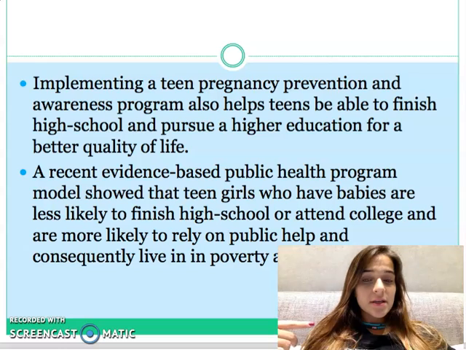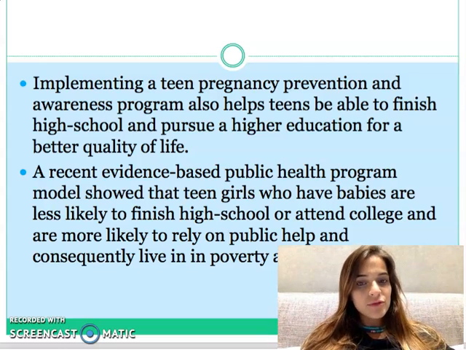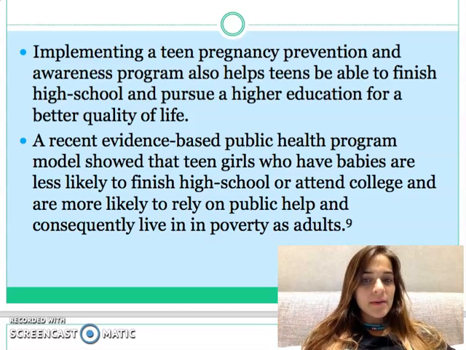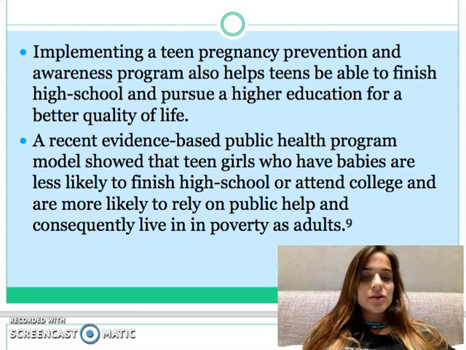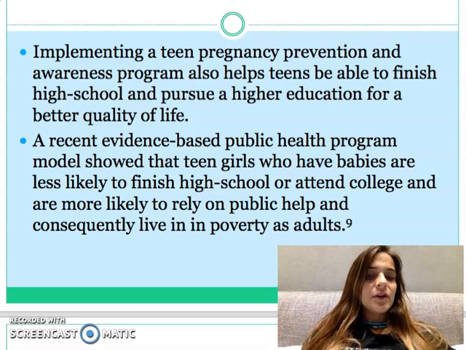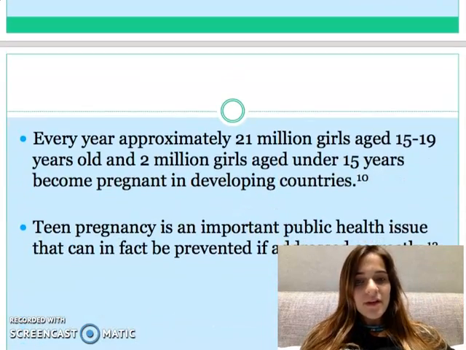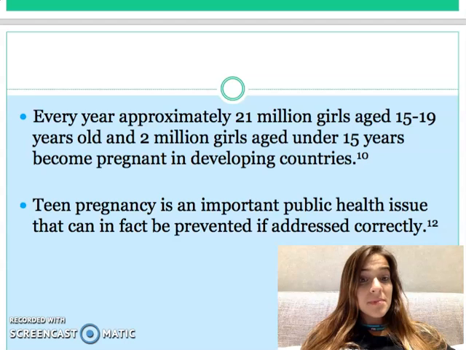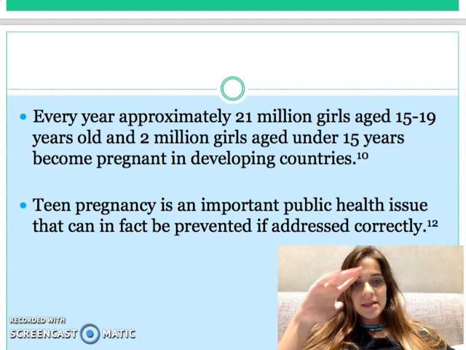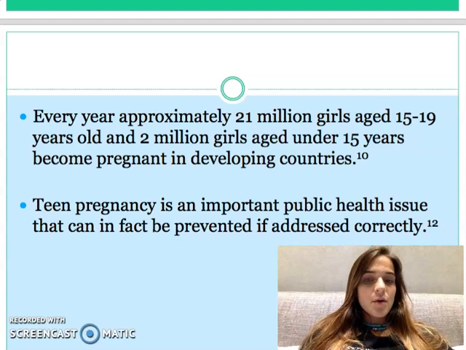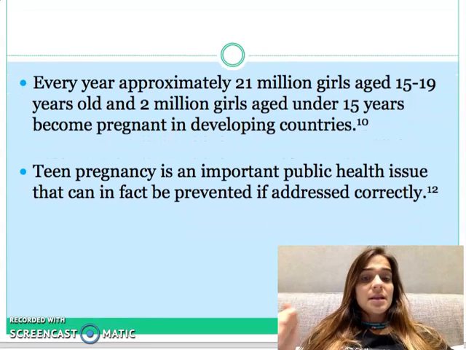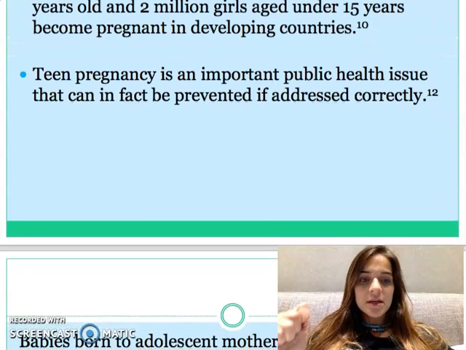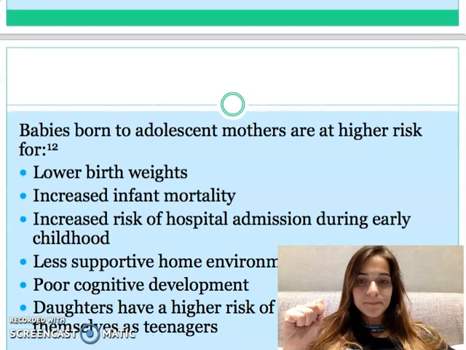That said, a recent evidence-based public health program showed that teen girls who have babies are less likely to finish high school or attend college and are more likely to rely on public health and therefore live in poverty as adults. Every year, around 21 million girls between the ages of 15 and 19, and 2 million girls under 15 years old become pregnant in developing countries, and those numbers are quite shocking. Therefore, teen pregnancy is a public health issue that needs to be addressed rapidly.